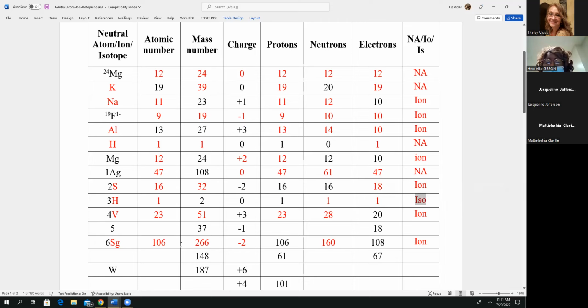Okay, let's do number 5. Let's look at it. Okay, so we have the mass number, we have a charge, and we have the electrons. So if we added 1 to 18, originally it would have been 17, right? So 17 is the number of protons, because since we added 1, we have to subtract it to get back the number, which means our atomic number is 17. And that makes this element chlorine.